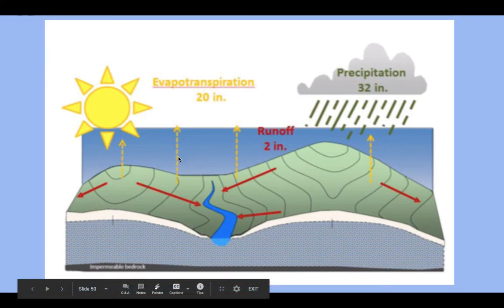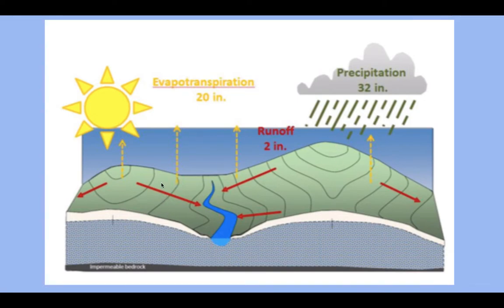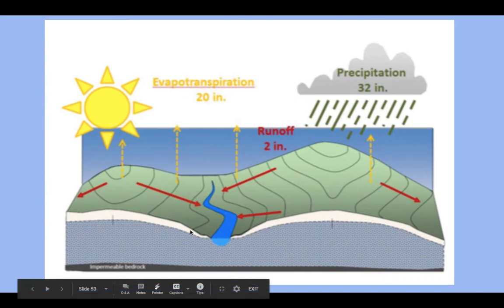Now, in this picture, we have hills on either side of the river, and you can see that when water evaporates from the ground and then is precipitated, it rains, that water is going to eventually flow down these little hills and into this river here.